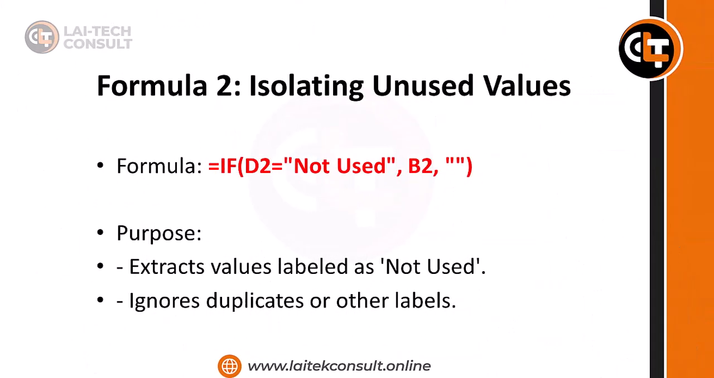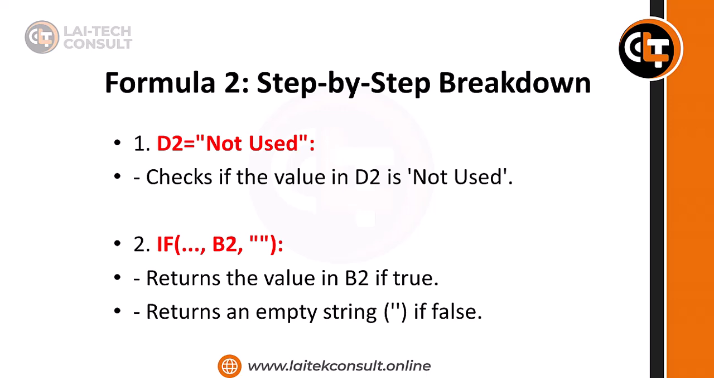This second formula builds on the first, and it helps us isolate values that are labeled as not used and ignore everything else. So it's very great for extracting unique or unused entries. Now let's look at it step by step, what it does. The formula will check if the value in D2 is not used. If it is true, it will return the value that is in B2. If it is not true, it will leave the cell blank because it did not meet the primary requirement.